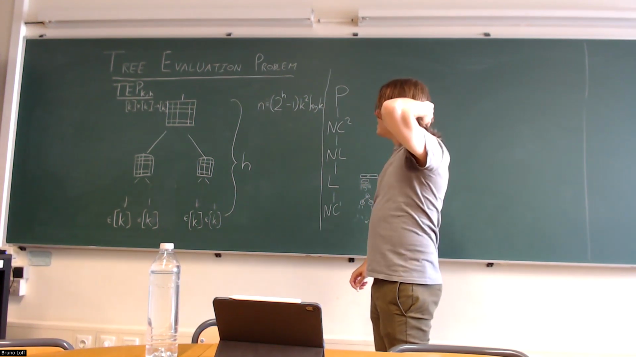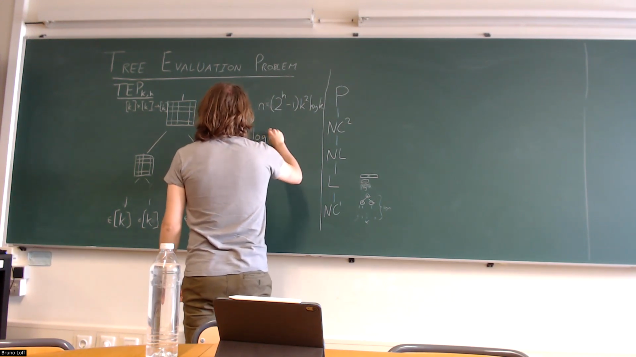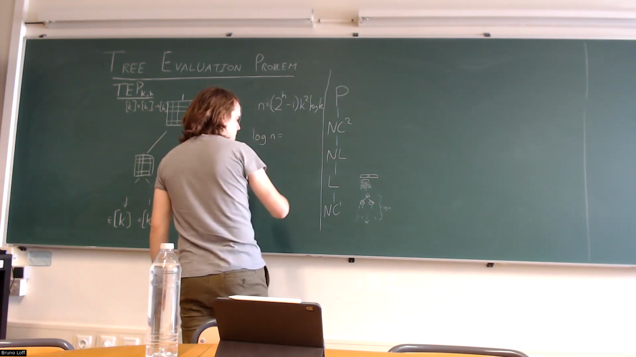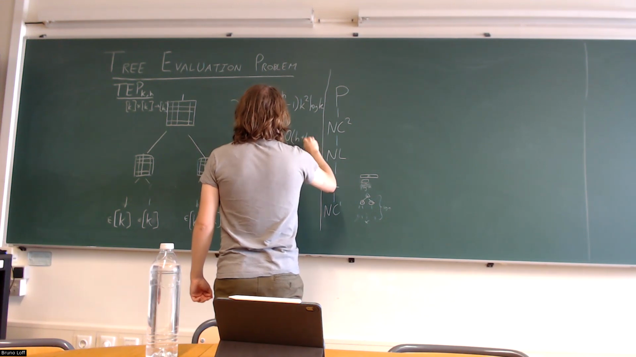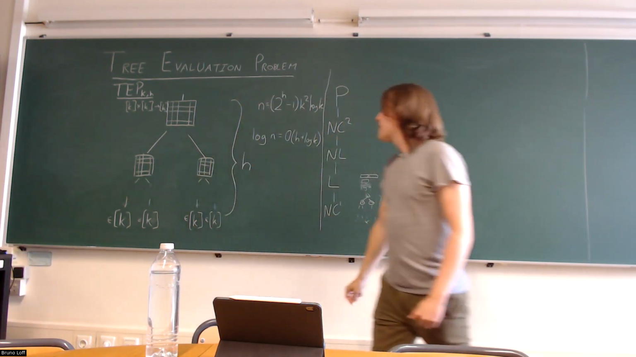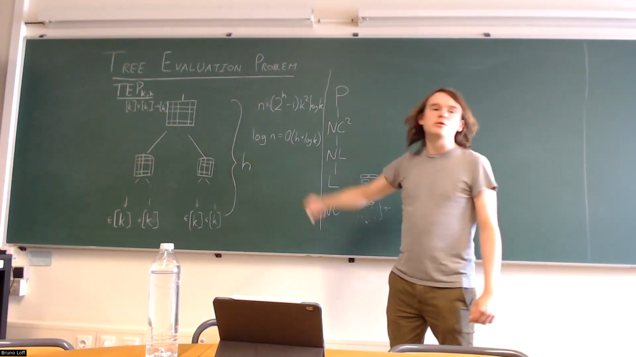So that's what we're working against, and I'm just going to write log n, which is the quantity we're going to care about for pretty much the entire lecture. Think of it as h plus log k. So if I'm shooting for logarithmic anything, this is the number I'm shooting for.